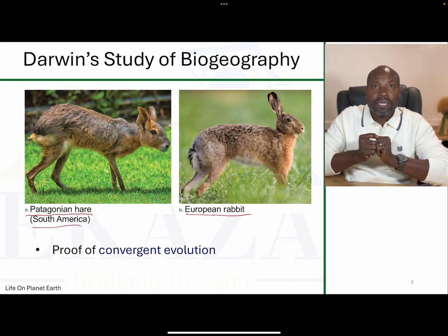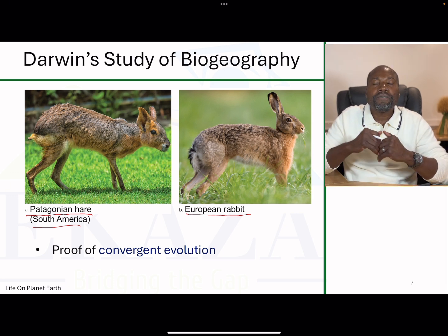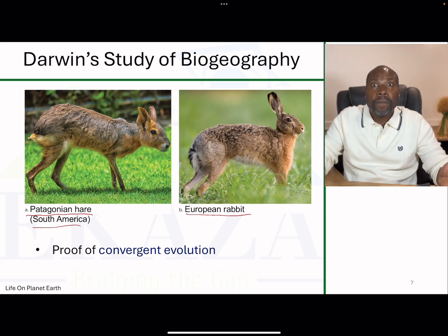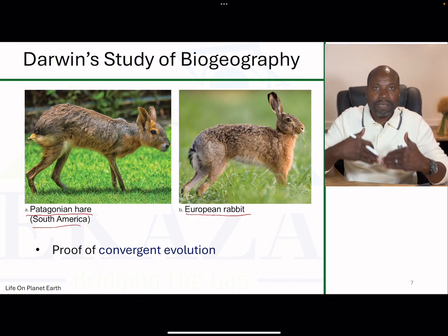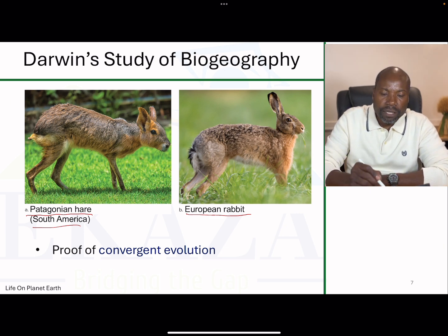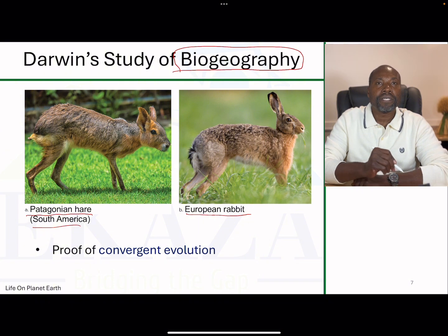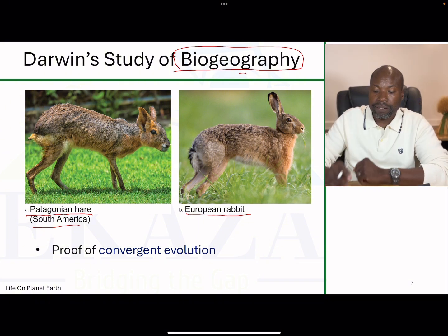So this is what we call convergent evolution. You have different origins, but because of environmental conditions, you end up developing features that are similar. That's convergent evolution, or the study of biogeography. Bio, life, geography, it's geography basically based on different areas.